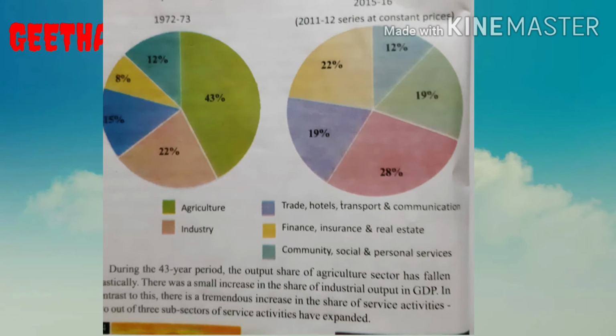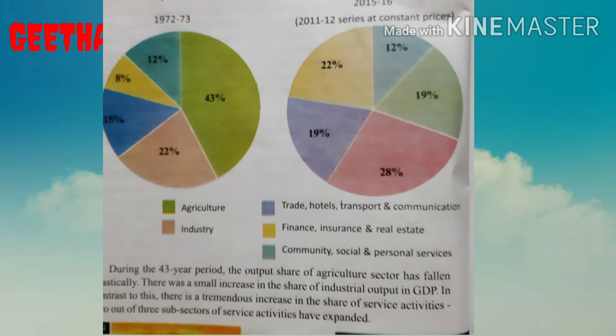Next, see the pie diagram. The pie diagram shows the share of the different sectors in gross domestic product. The first pie diagram shows 1972-73, in this period, what was the contribution of different economic sectors to the GDP? The second pie diagram shows during the period of 2015-16, what was the share of the different economic sectors to the GDP? Here you can see multiple colors. Each color is showing a particular sector.